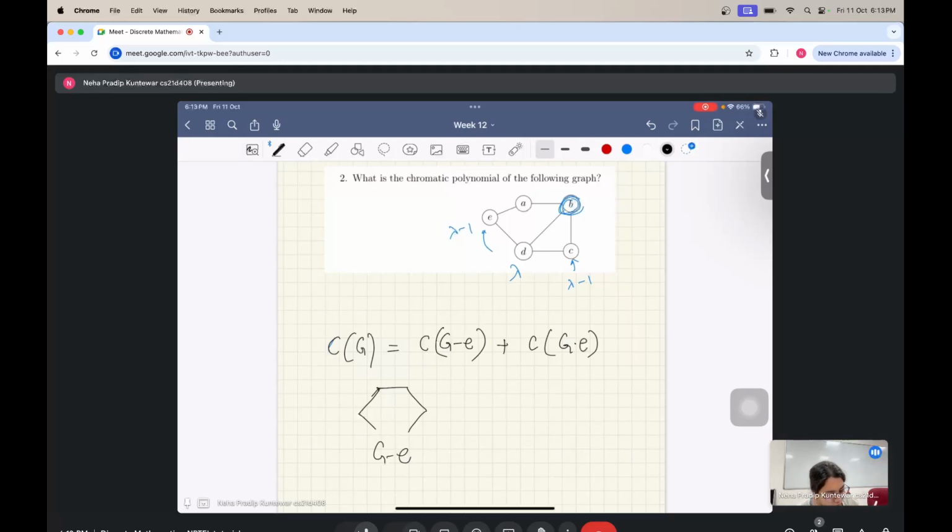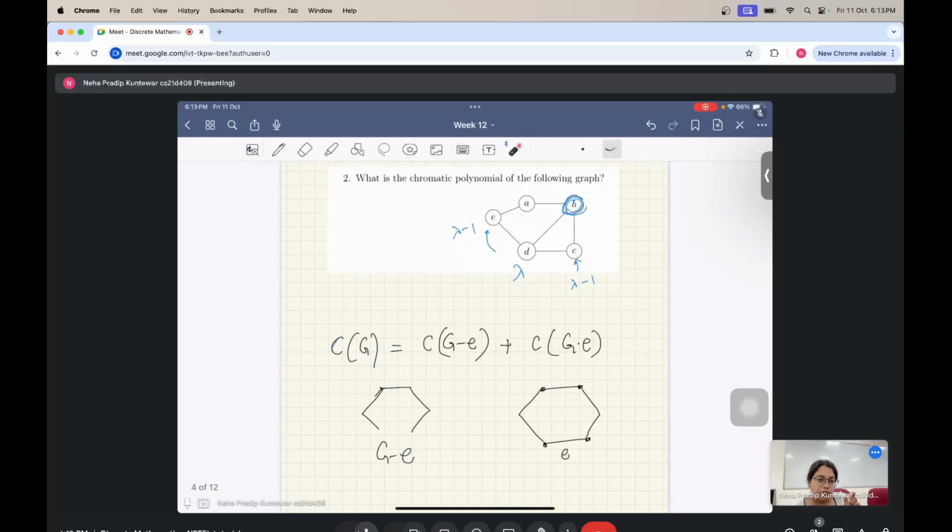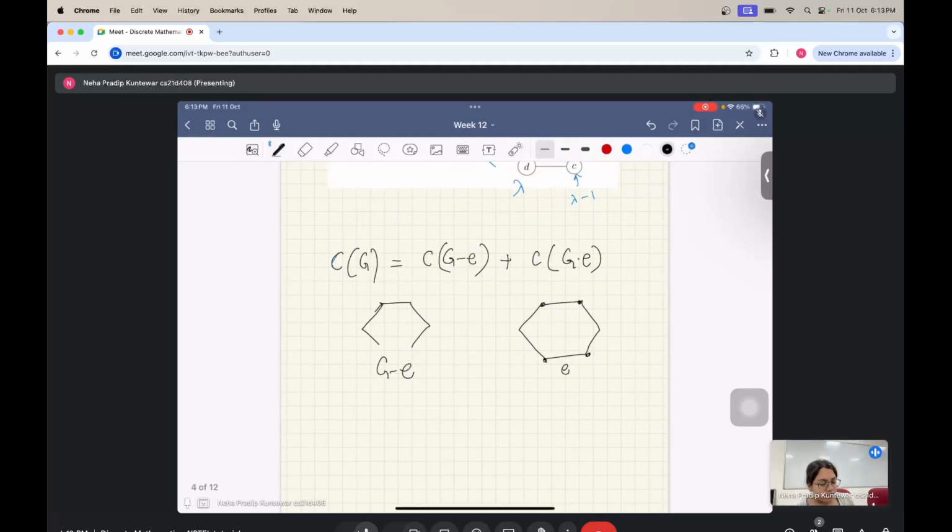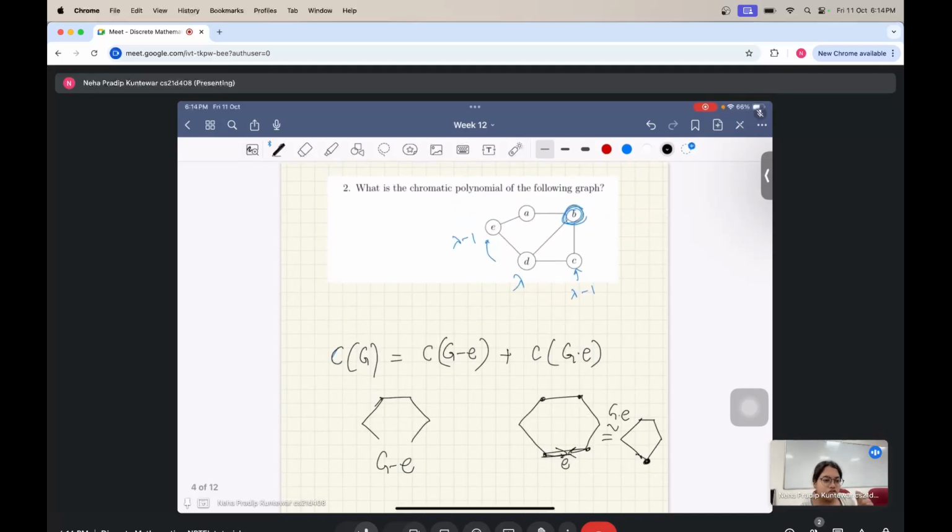So what do I mean by contraction? Let's say this is your graph again, and I'm contracting this edge. Then what that means is I'm sort of clubbing these two together. So these two will be joined together, and what you get after G dot E is a graph that looks like this, where you push together these two vertices and club them into a single vertex.